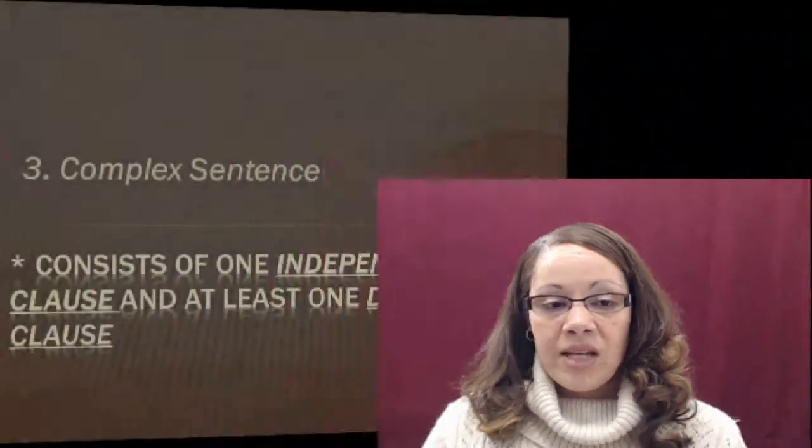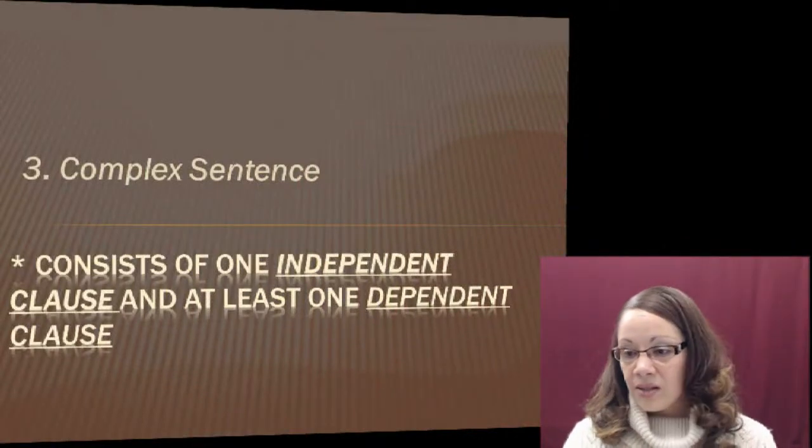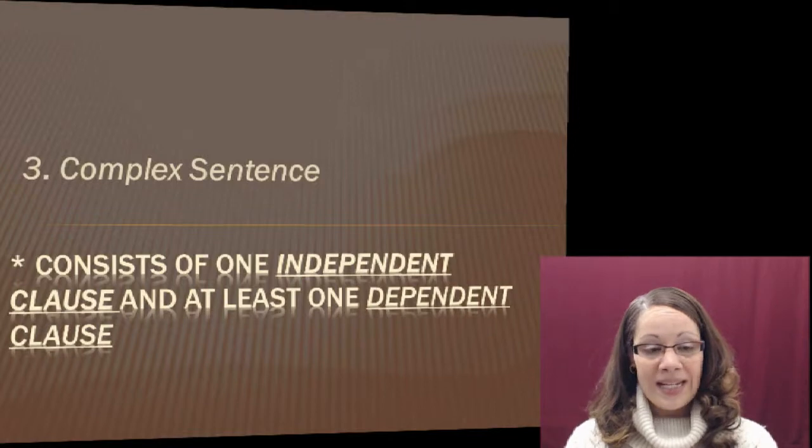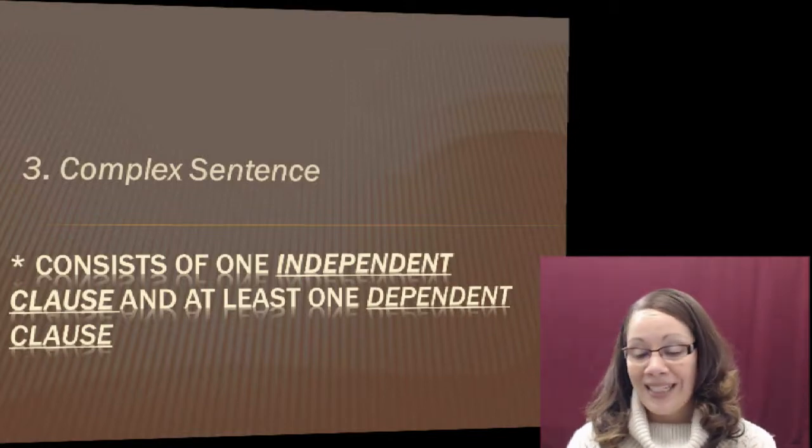Now it gets a little bit more tricky. It gets trickier with our third type of sentence, which is our complex sentences. So let's take a look at our definition of a complex sentence. It consists of one independent clause and at least one dependent clause to form a complete sentence.